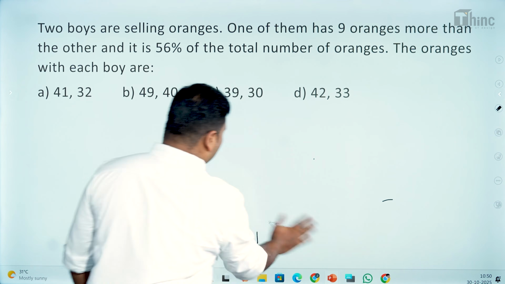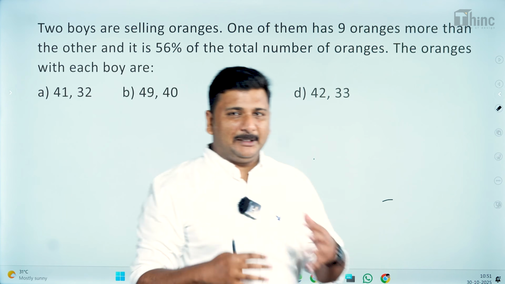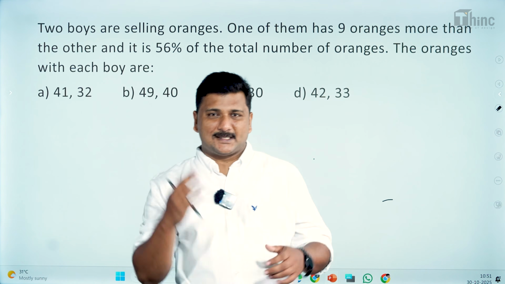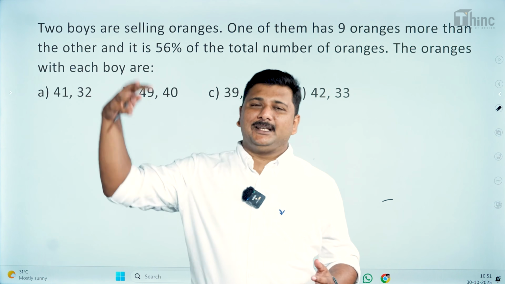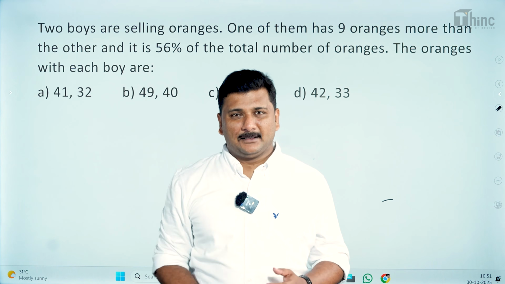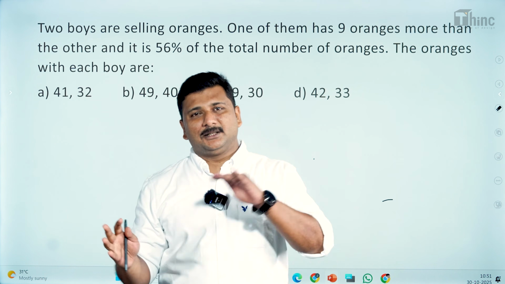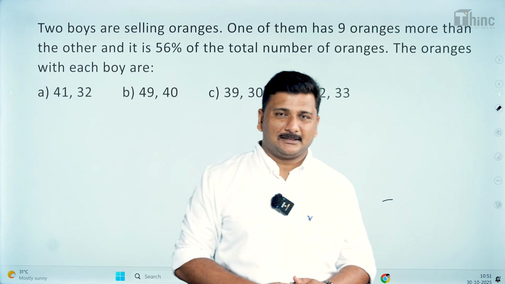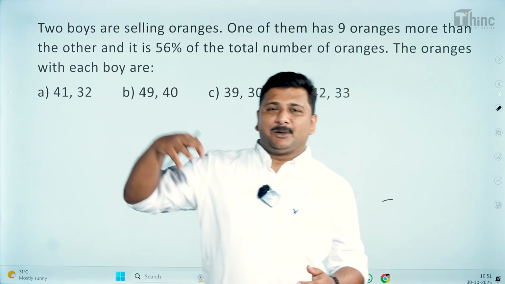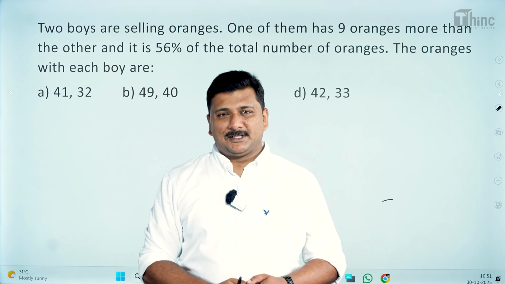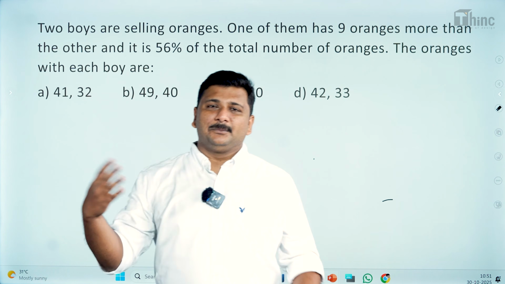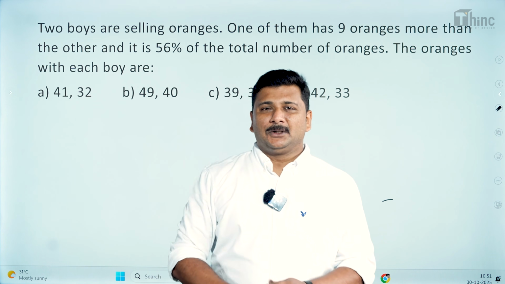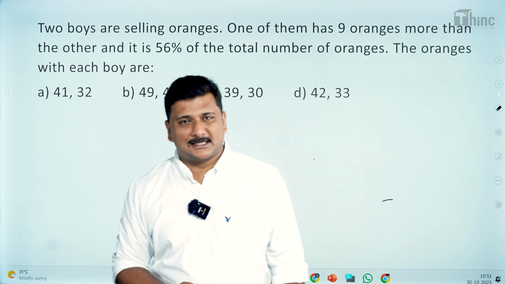So before jumping in, let me just give you a brief idea what kind of thought process we need to have. Let's say there are two boys. One boy has 70% of the total oranges with him. Imagine. That means the other boy has the remaining 30%, right? Likewise, let's say one boy has 80% of the total oranges, so obviously the other boy has the remaining 20%. If one boy has 90% of the total, obviously the other boy has the remaining 10%, right?